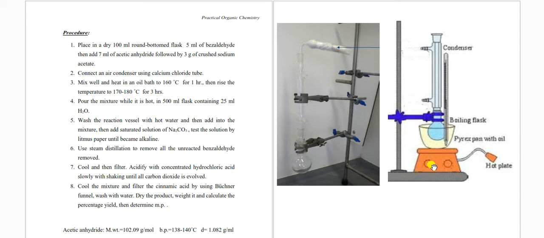Turn off the hot plate, and pour the mixture from the round bottom flask into a conical flask with 25 ml of water. Then wash the round bottom flask with the remaining starting material using hot water and pour it into the conical flask. To this conical flask, which contains the reaction mixture, add saturated sodium carbonate solution with shaking.